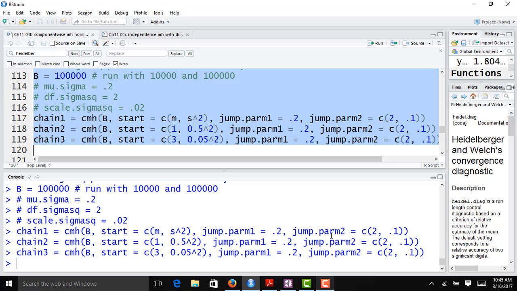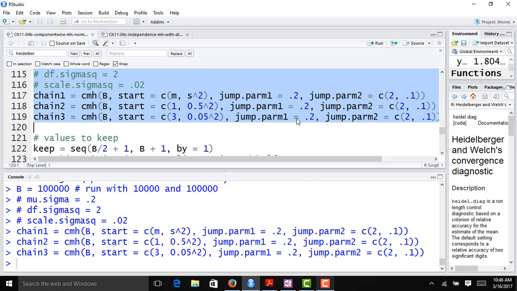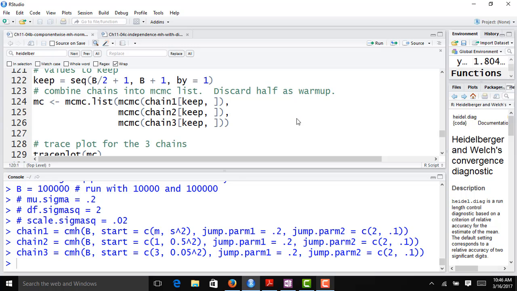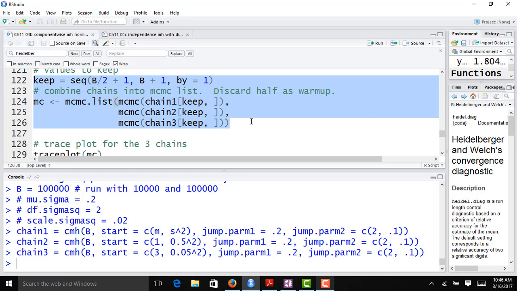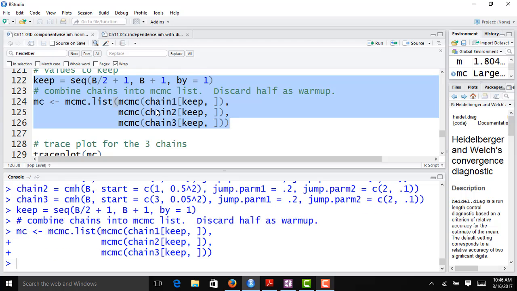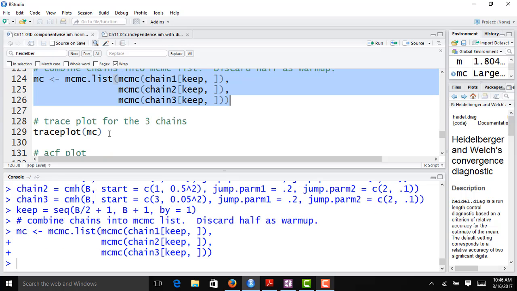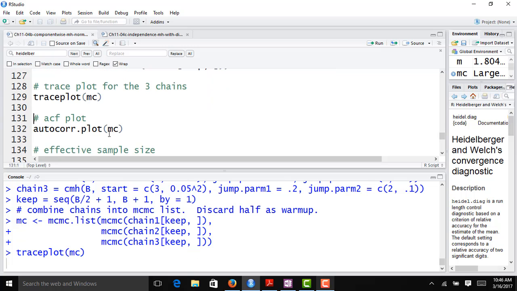Now that I have the 3 different chains completed, I can run some convergence diagnostics to decide whether the chains converge to their stationary distribution or whether I've run them long enough. I'm going to keep the second half of each chain, using a conservative warm-up period, and then I'm going to take those values and create an mcmc.list object. Now I'm going to look at a trace plot of the 3 chains for the 2 different parameters. That's going to show up over here on the right-hand side.